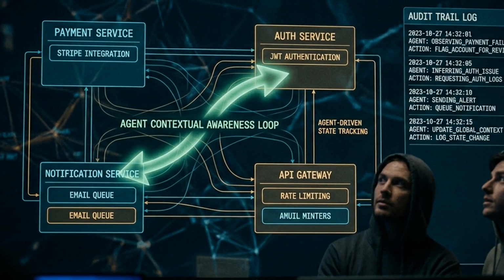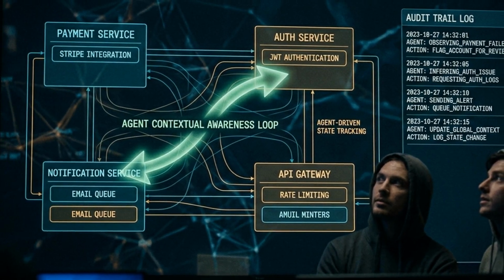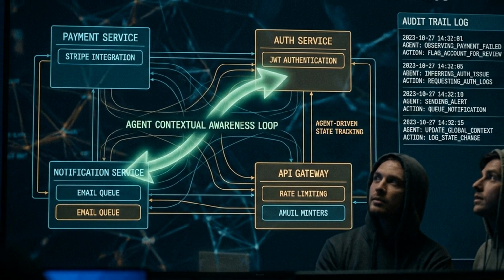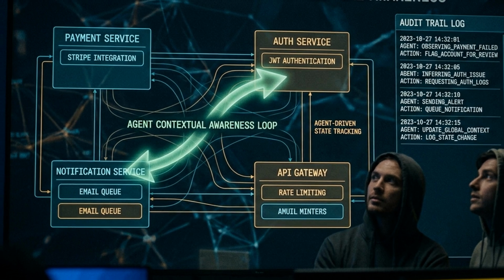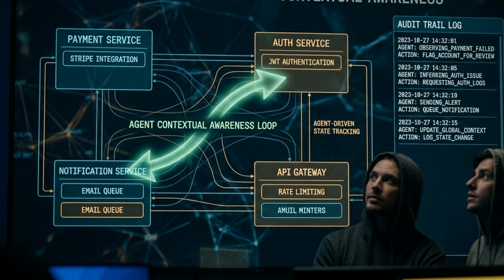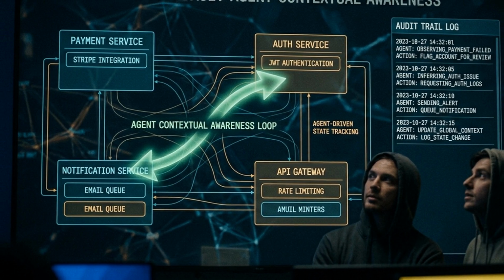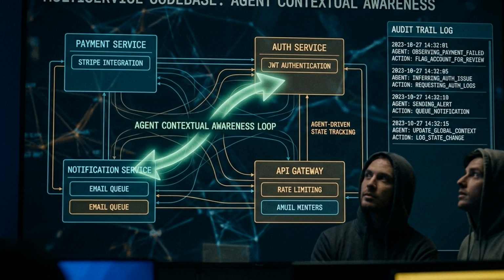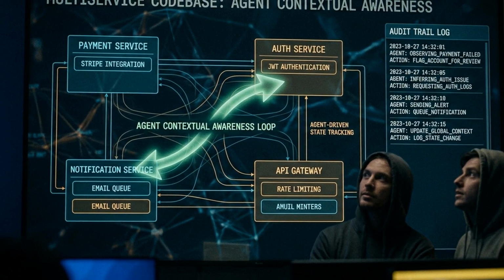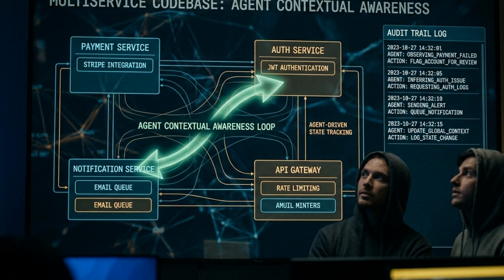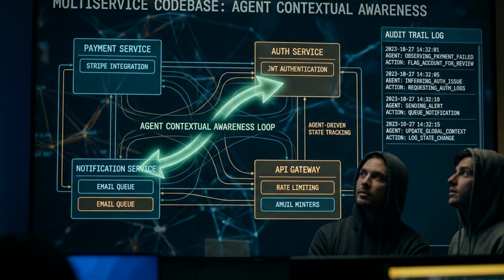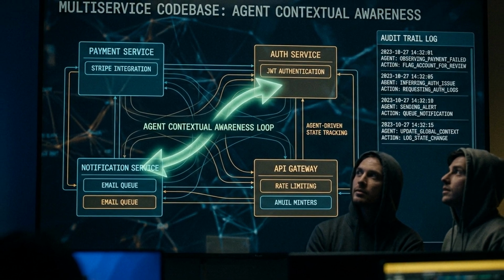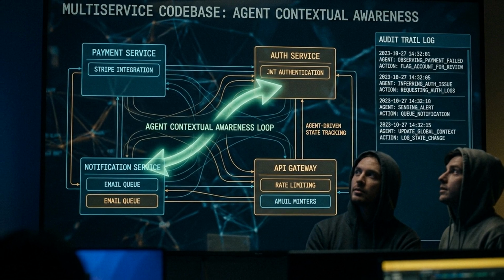The deeper unlock is statefulness combined with auditability. In complex multi-service code bases, the kind that power fintech platforms, healthcare systems, logistics networks, decisions ripple across boundaries. Changing an authentication flow affects the API gateway, the user service, the notification pipeline. A stateful agent that remembers its prior reasoning across sessions can maintain coherence across these boundaries.